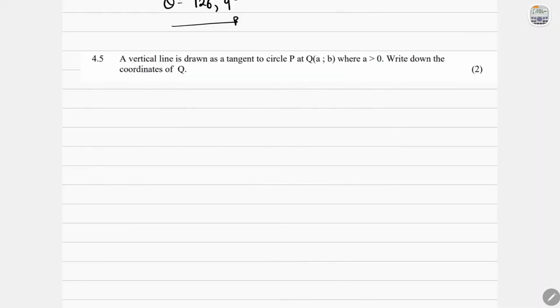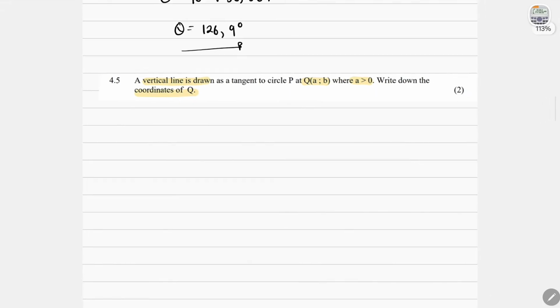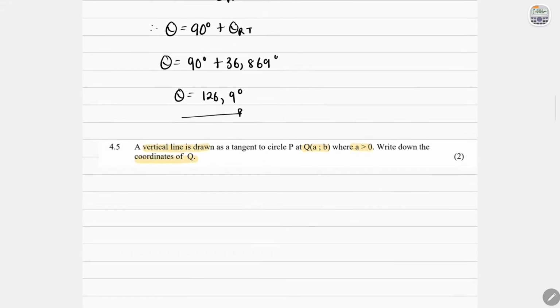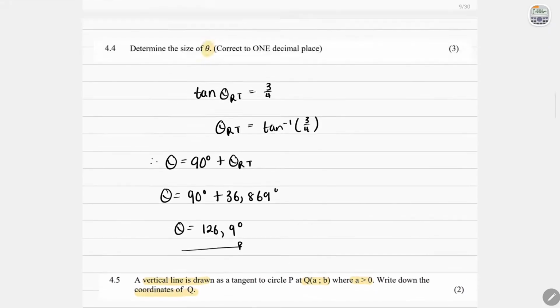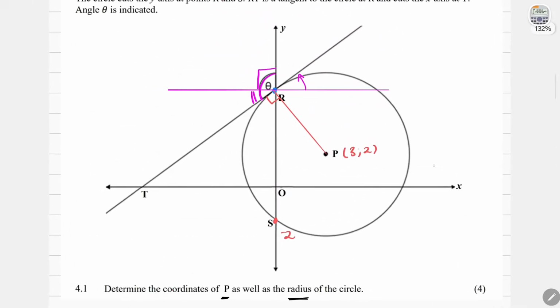Question 4.5 says, a vertical line is drawn as a tangent to circle P at Q, which is (A, B), where A is greater than 0, and we need to write down the coordinates of Q. Okay, a vertical line is drawn to the circle at Q, where A is greater than 0. It's vertical, so it's a standing line. Okay, so a vertical line.